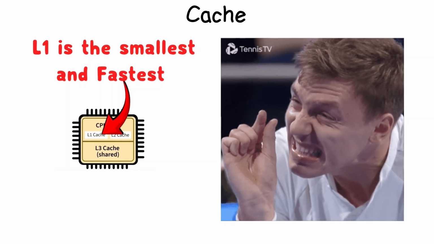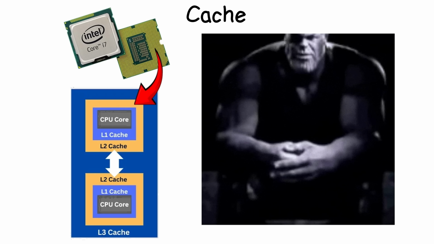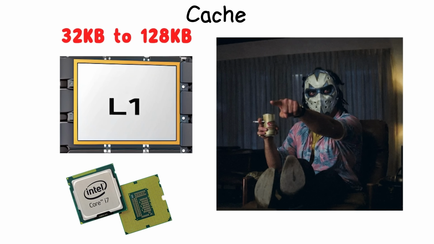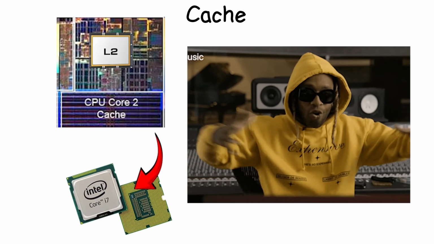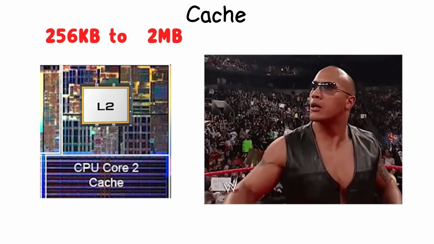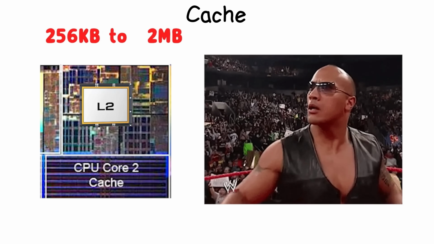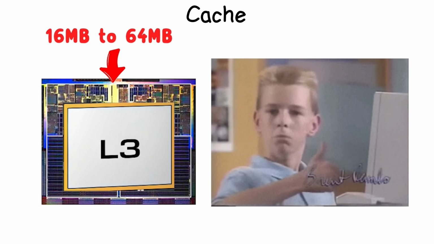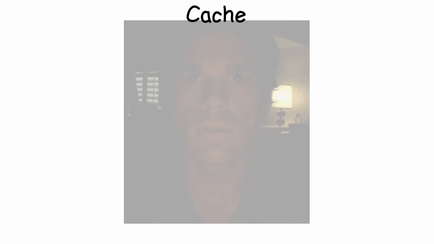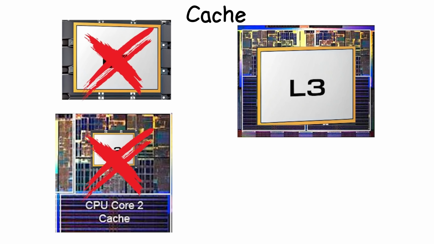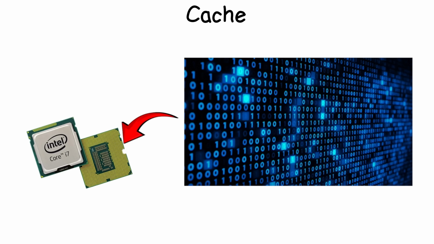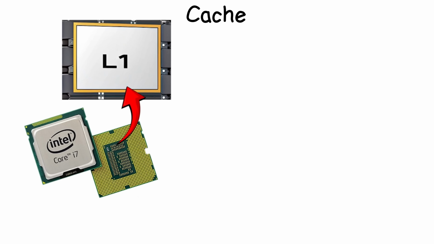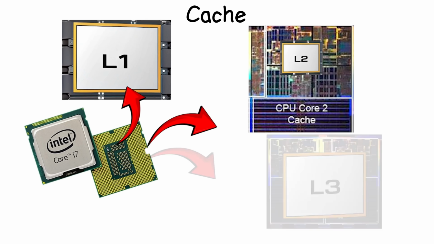L1 is the smallest and fastest, sitting inside each CPU core, typically 32 to 128 kilobytes. L2 is larger, usually 256 kilobytes to 2 megabytes per core, but slower. L3 is the largest, often 16 to 64 megabytes or more, and unlike L1 and L2, it is shared across all cores. When the CPU needs data, it checks L1 first, then L2, then L3.